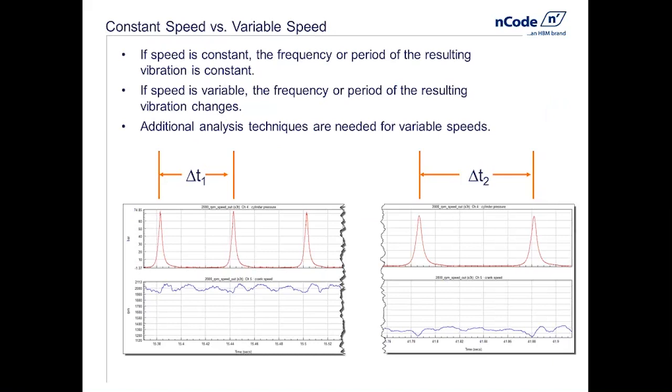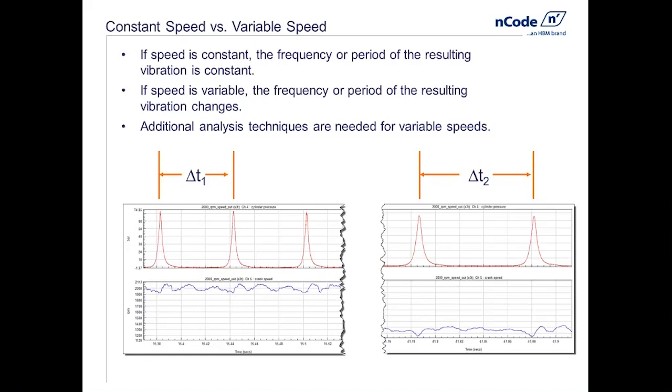I'm going to talk today about two different use cases, things that rotate at a constant speed and things that rotate at a variable speed. The nice part about GlyphWorks as analysis software is that it can provide solutions to both scenarios, both the constant speed and the variable speed scenario. The constant speed scenario, that's the picture on the lower left, I'm going to describe this first.